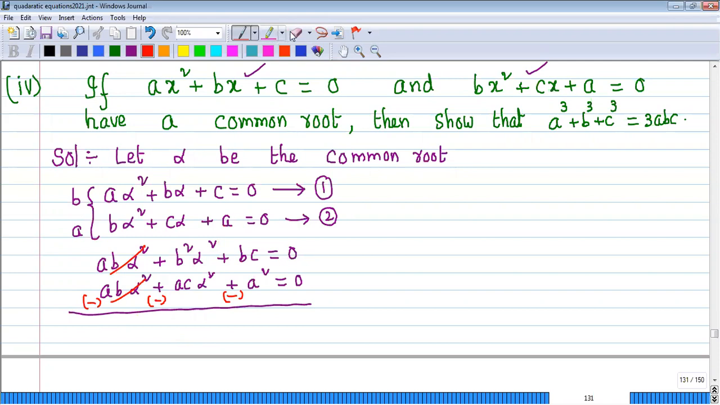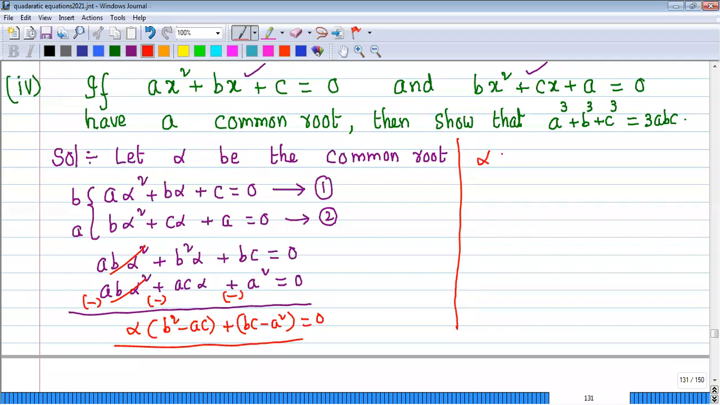This is alpha only. Alpha common. What do you get now here? b square minus ac plus bc minus a square equal to 0. So here we get alpha times b square minus ac equal to a square minus bc. We have the common root equal to a square minus bc upon b square minus ac.